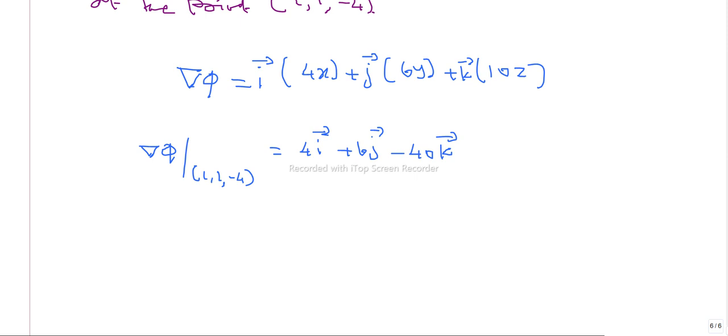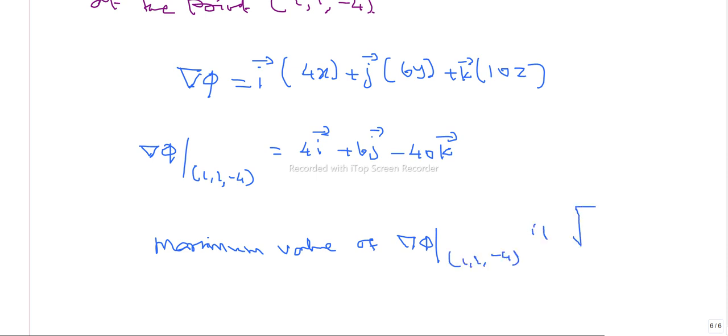Now you take the modulus of del pi. So the maximum value of the directional derivative, direction is not given. So at the point, the maximum value is the modulus of del pi at the point 1 comma 1 comma minus 4. You have to take the square root of 4 square, 4 square is 16, 6 square is 36, 40 square is 1600. If you sum this, you will get the square root of 1652. So this is the maximum value of the directional derivative at the point.